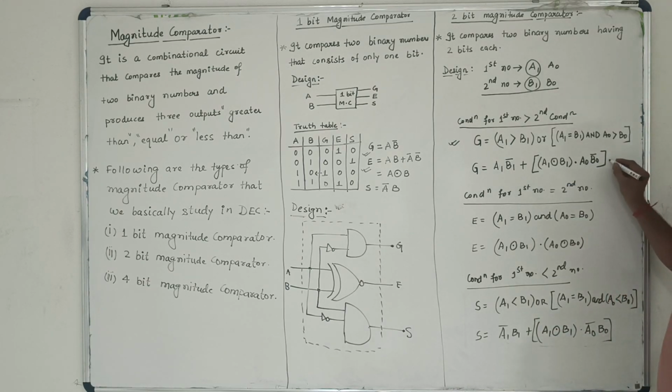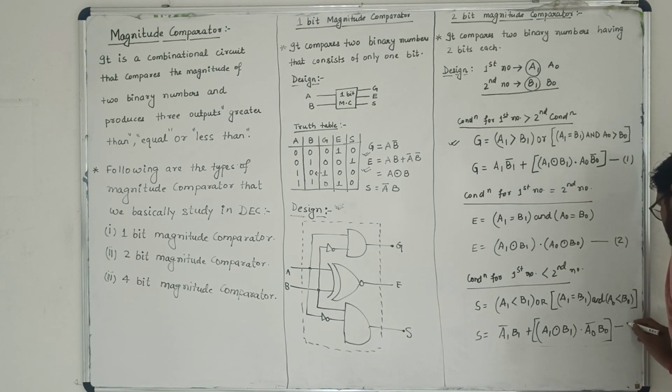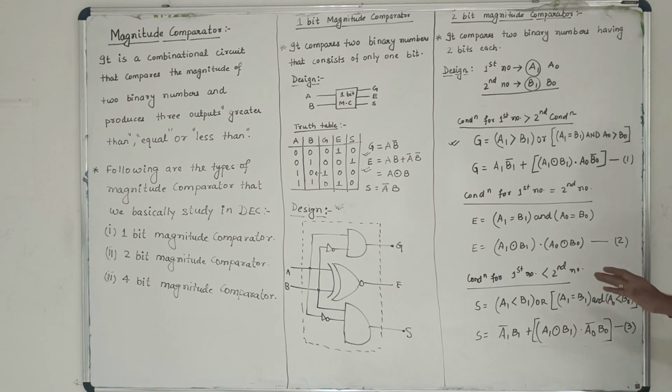So just number it. This is your equation number 1, this is your equation number 2, and this one is the equation number 3. Now by using 1, 2 and 3, we'll be able to design the magnitude comparator. Now I think you have got this expression. It is perfectly alright, and using the normal concept we are able to derive this Boolean expression.